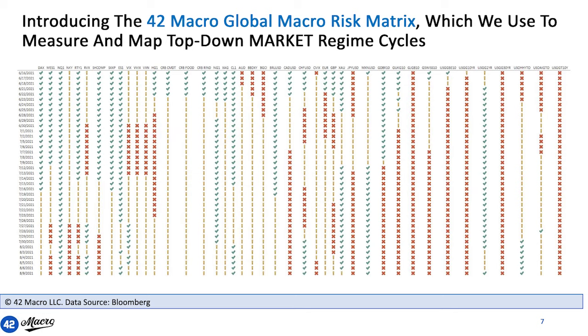So we use our global macro risk matrix, which is a dynamic factor model spanning 42 different macro markets. These are the most liquid, most traded, most widely followed macro markets in the world. And what we're trying to do is identify, based on the behavior of each individual component of the model, summing up those behaviors in aggregate, what regime the market is pricing in.